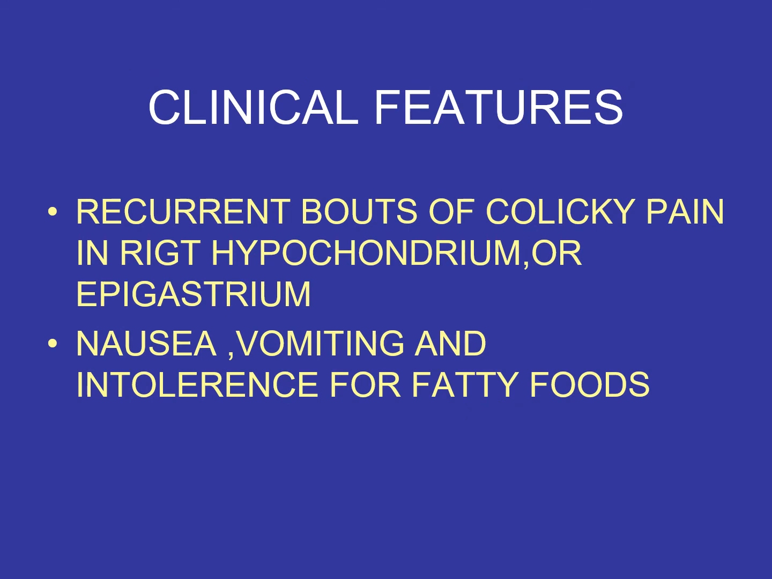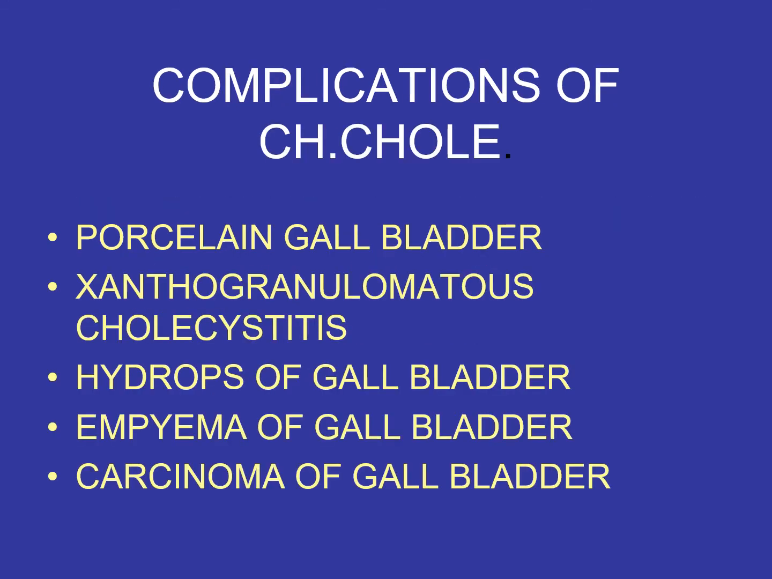The clinical features: recurrent bouts of colicky pain in the right hypochondrium or the epigastrium. This pain normally radiates to the right back below the tip of the scapula, with nausea, vomiting, and intolerance to fatty food. These are the bloating and other features which may be there in chronic cholecystitis.